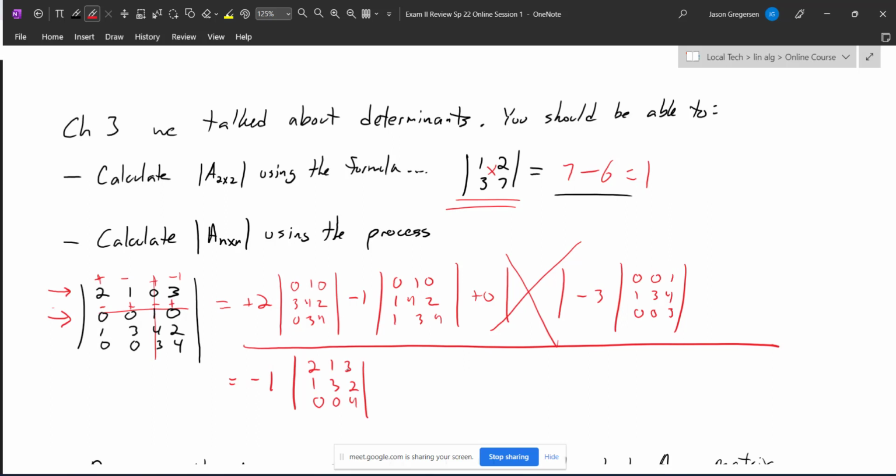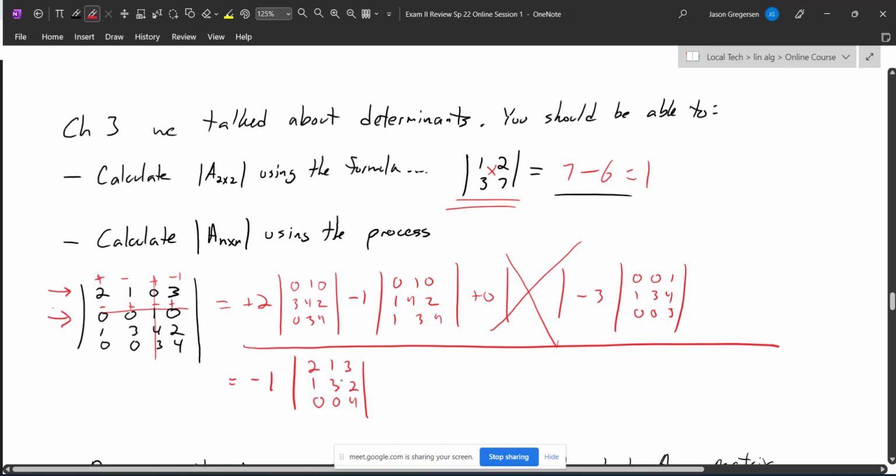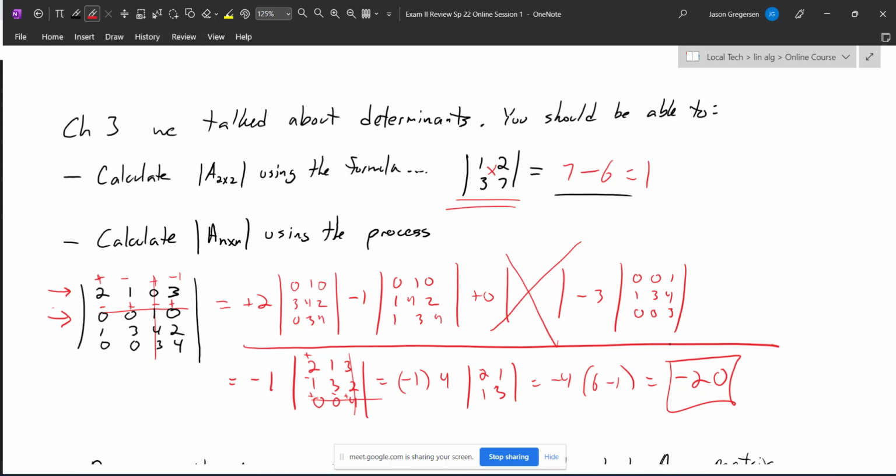And then from here, I would want to expand along the third row because there's more zeros in that row. In this case, I would get my negative 1. I would go plus, minus, plus, minus, plus. And I would get 4 times the subdeterminant, 2, 1, 1, 3. I would get negative 4 times 6 minus 1. I would get a value of negative 20. So that's our process for row expansion, and an emphasis on choosing the row or column with the most zeros. Any questions about that determinant calculation?